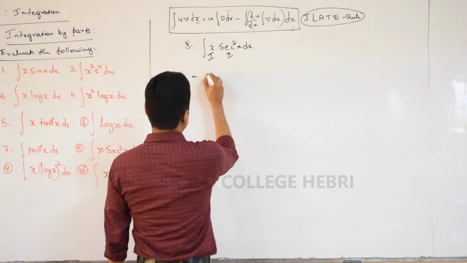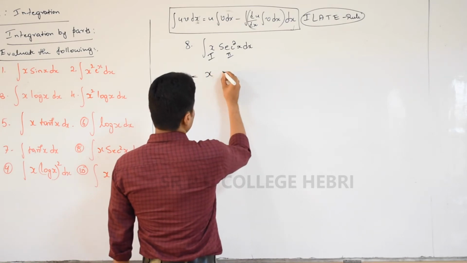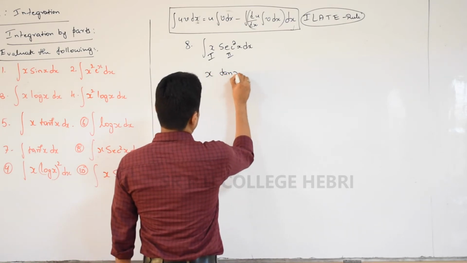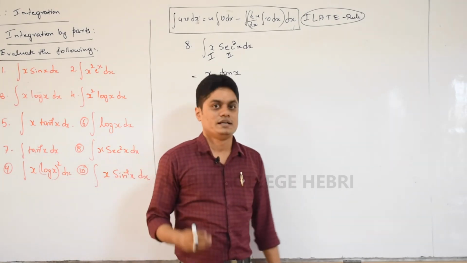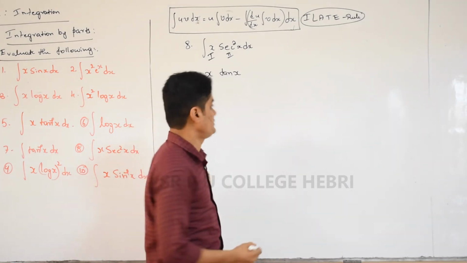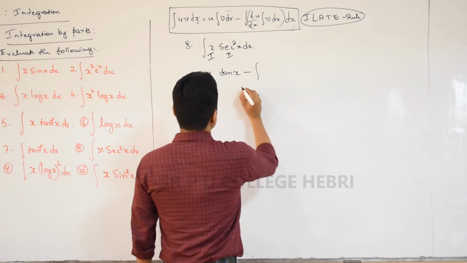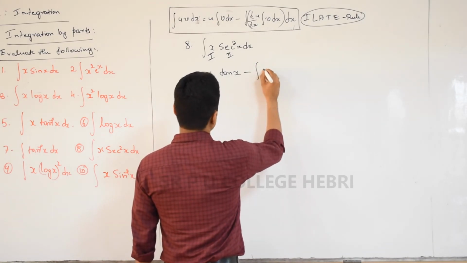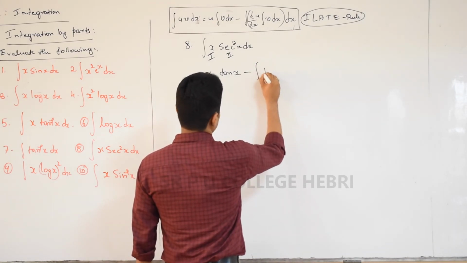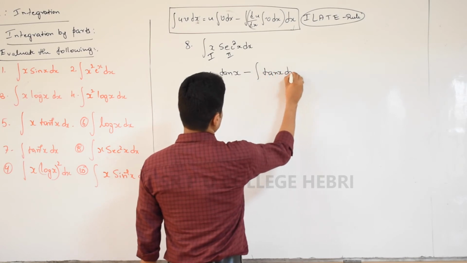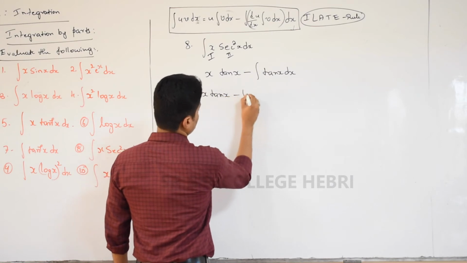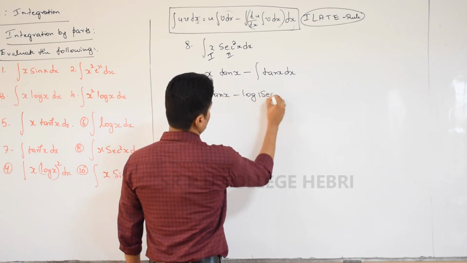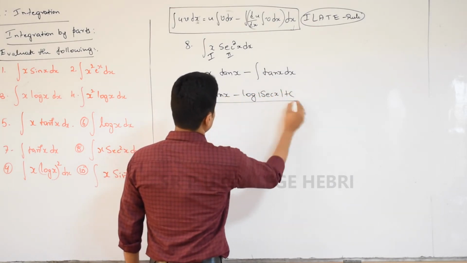Very good, simple question actually. X into, what is the integration of secant square x? Yes, it is a standard function. Secant square x will be considered as a standard function for integration. You know that the integration of secant square x is tan x, minus the differentiation of x, which will be 1, times the integration of secant square x, which will be tan x dx. Over one step, x into tan x minus log of secant x plus c. Done, no?